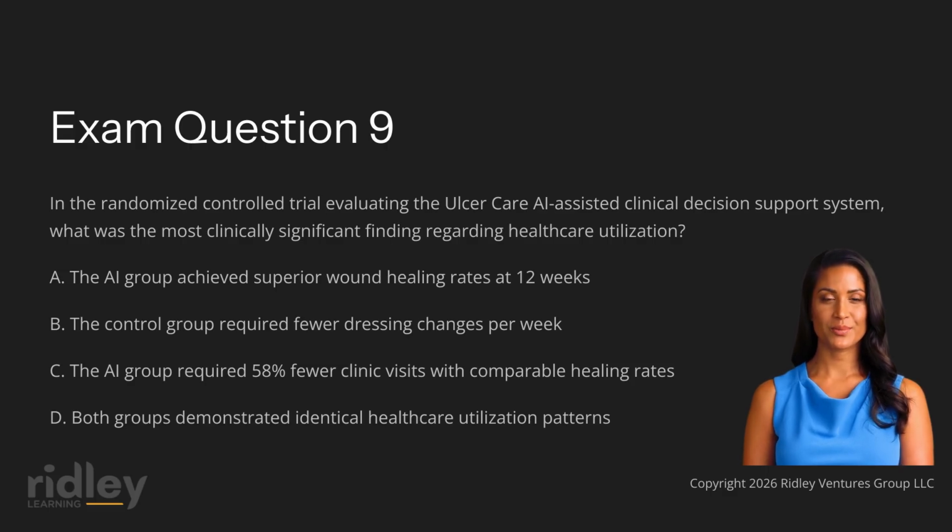Rationale. This randomized controlled trial represents some of the strongest evidence to date for AI-assisted wound management. The study compared patients whose care was guided by the UlcerCare AI clinical decision support system against a control group receiving standard care. The most striking finding was that the AI-supported group required only 5.5 clinic visits on average, compared with 13.2 visits in the control group, a 58% reduction that was statistically significant with a p-value of 0.009.